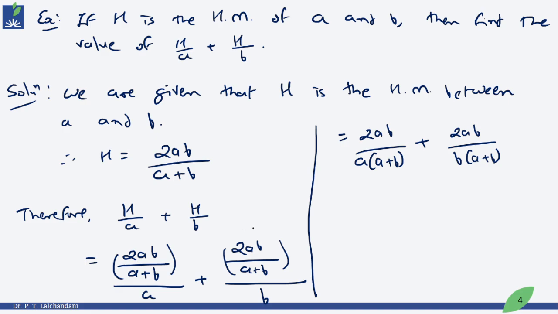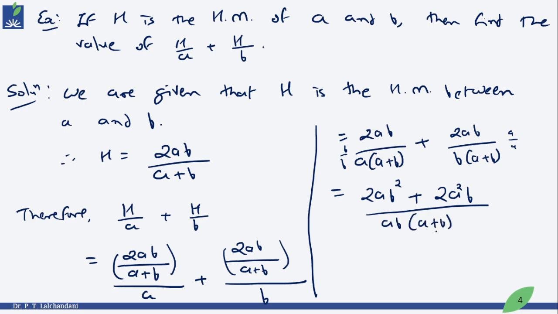Okay, so in order to make the denominator the same, we'll multiply and divide this term with b, and we'll multiply and divide this term with a. So this will be ab into a plus b, and again this will be ab into a plus b. So we can easily add the numerators. Multiplying the numerator with b, we get 2ab square, plus, multiplying this term with a, we get 2a square b, and the denominator will be the same, ab into a plus b.